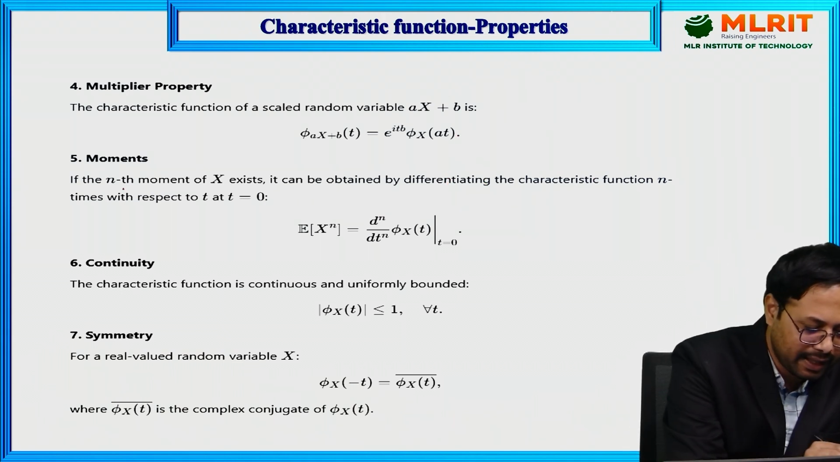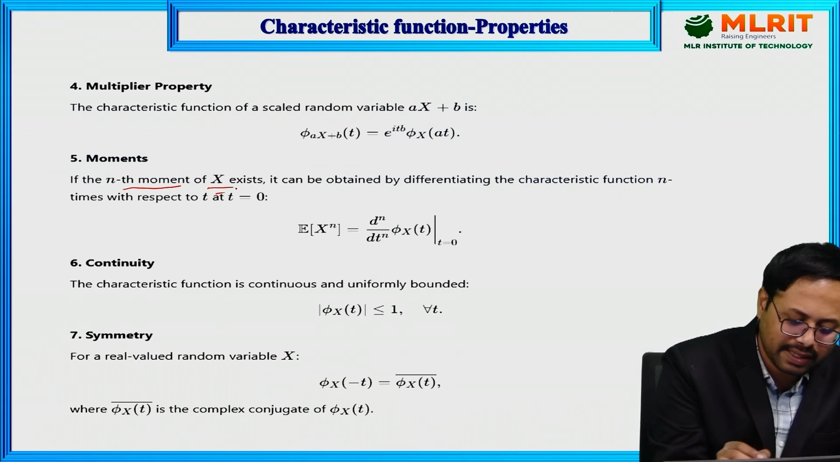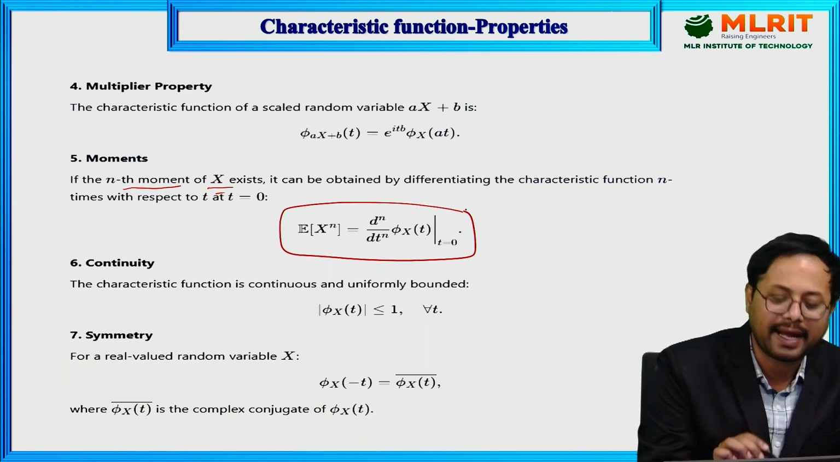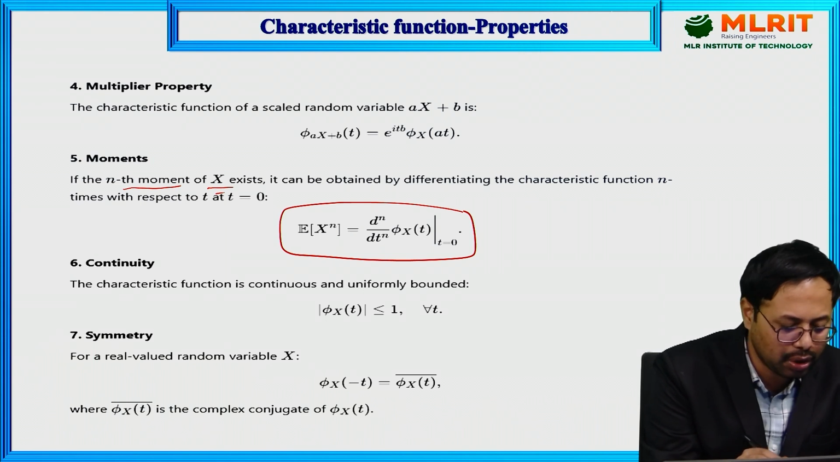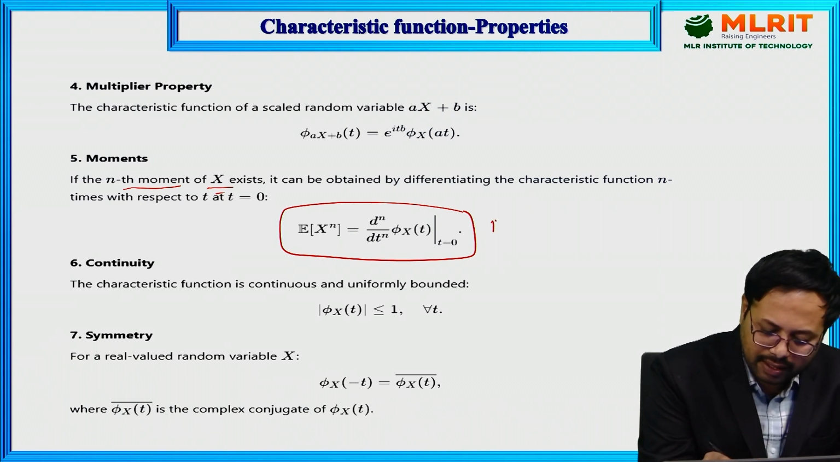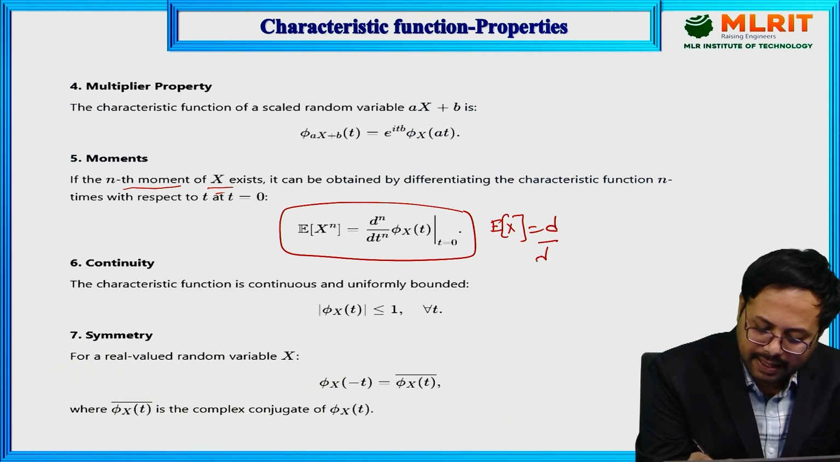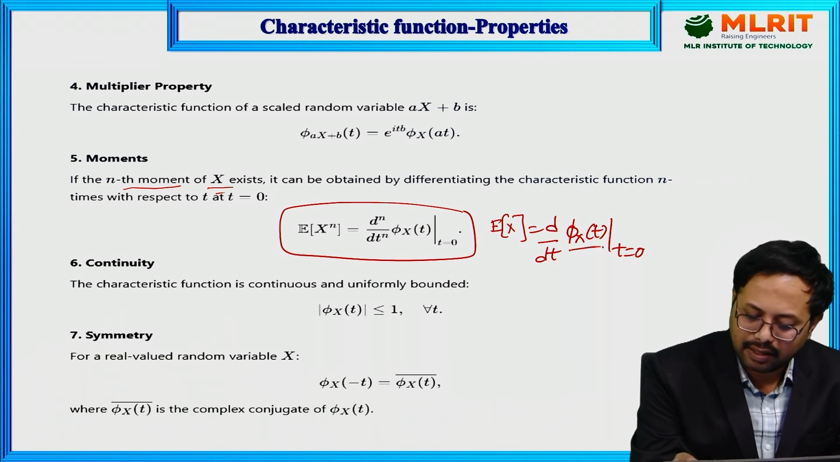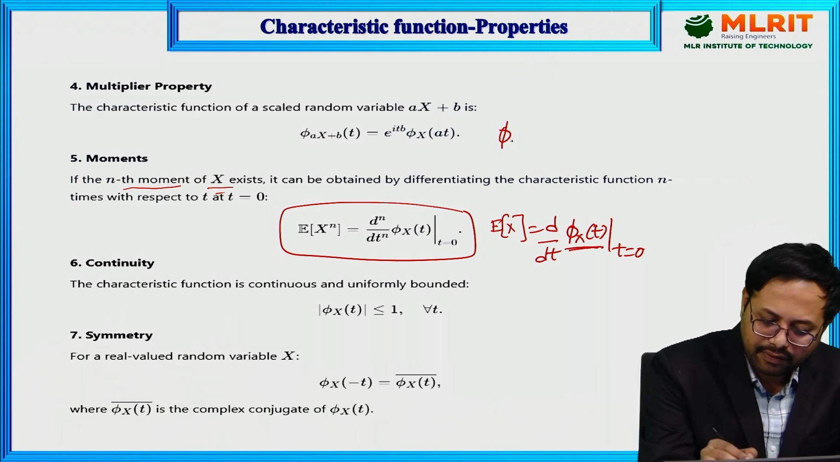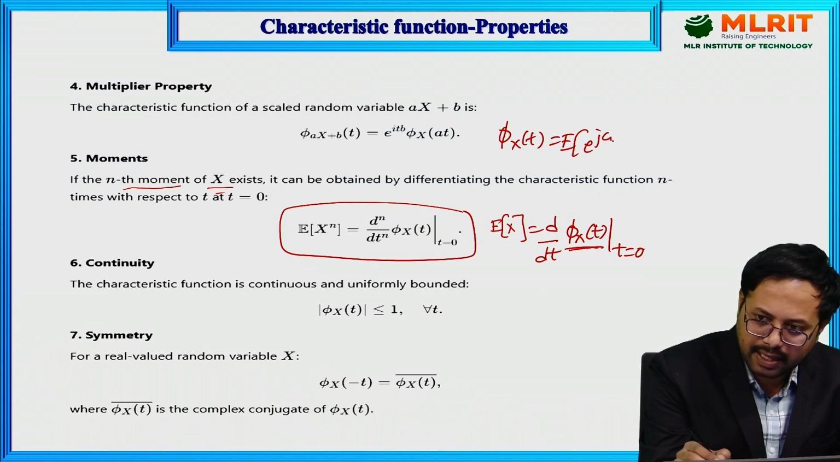Now, for the nth order moment, by using a single expression we can calculate up to the nth order moments. For example, if you consider n equal to 1, the expectation of x is d by dt of phi x of t at t equal to 0. First, we have to calculate the characteristic function: phi x of t equals expectation of e power j omega x.